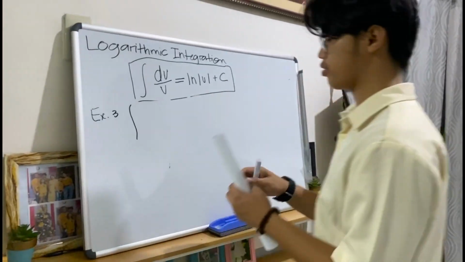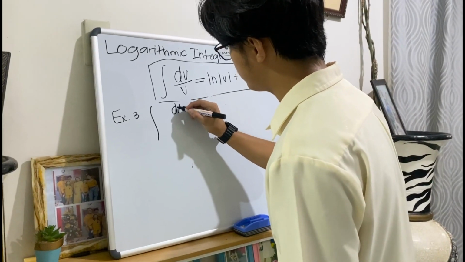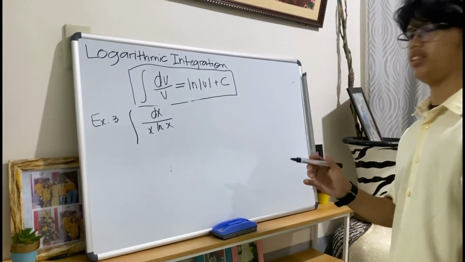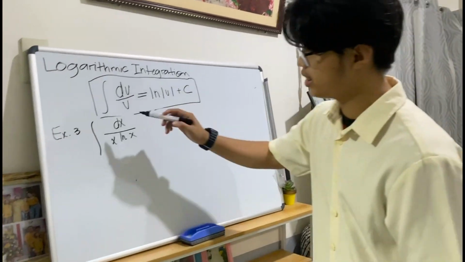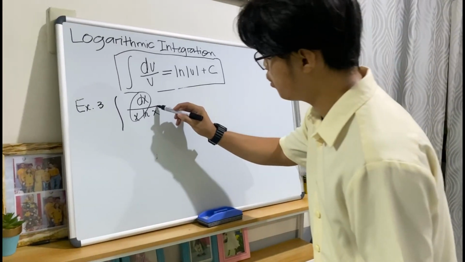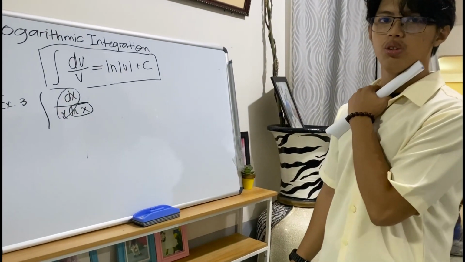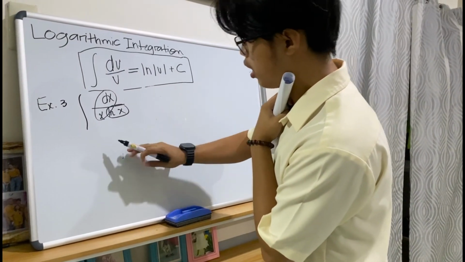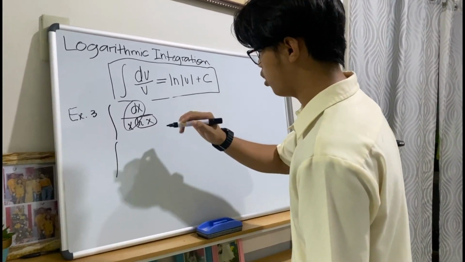We have dx over x ln x. So how do we solve this problem? As you can see, we have dx over x. We cannot use the formula directly because we have the function ln x. So what we need to do is use u substitution to get the values, so we can substitute them into our integrand.